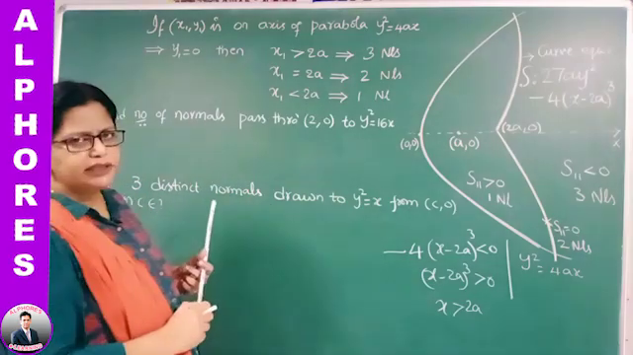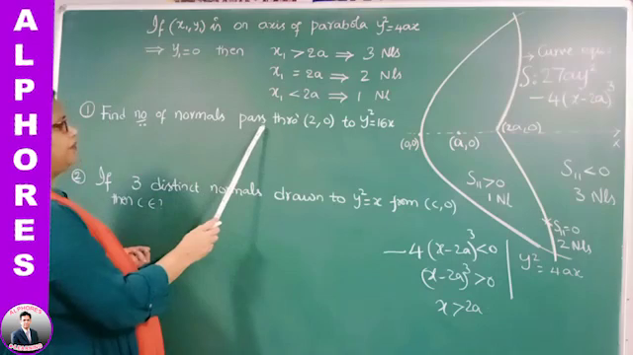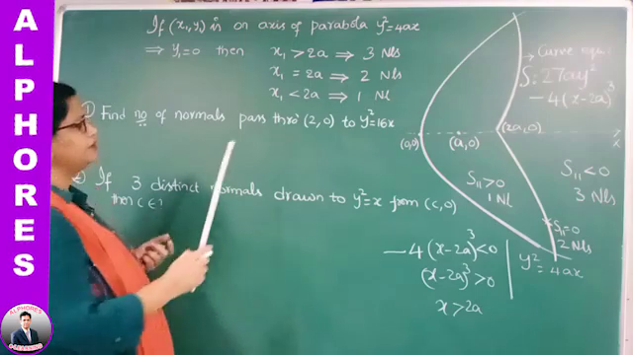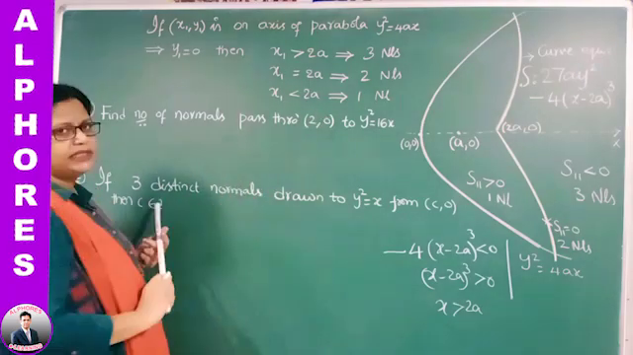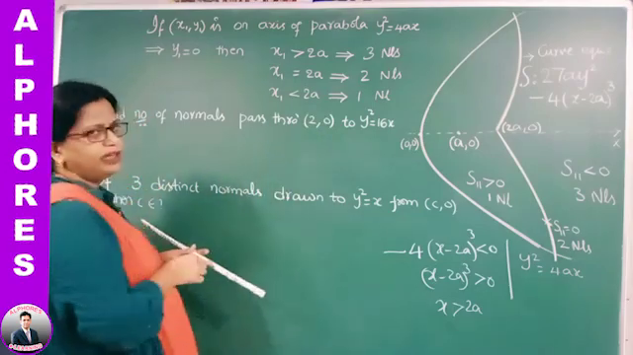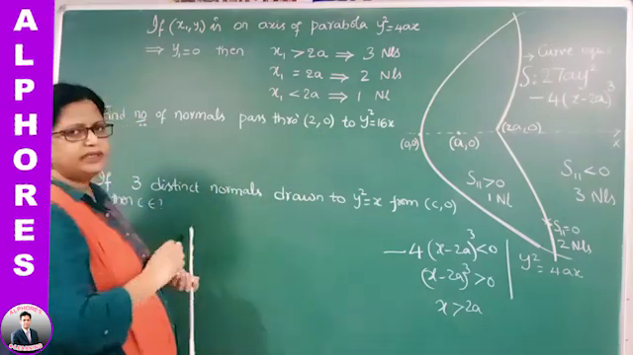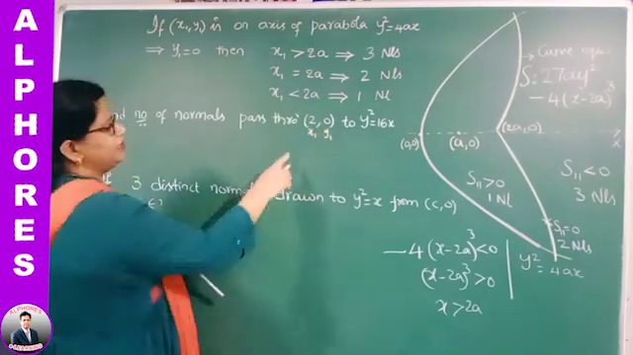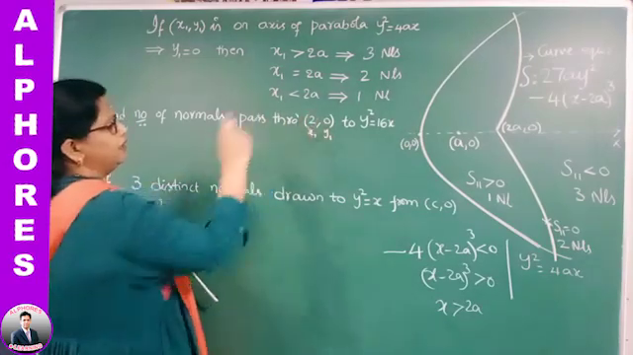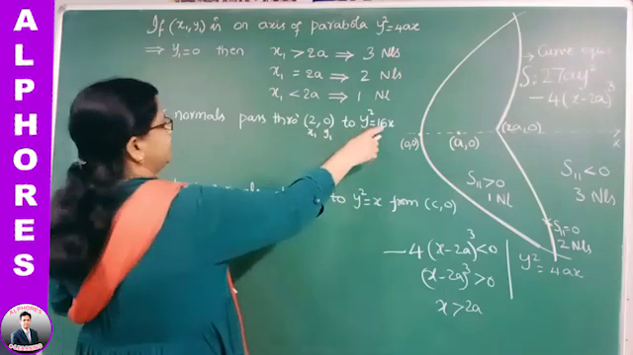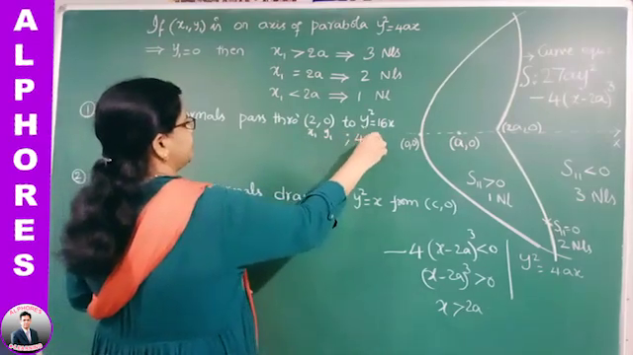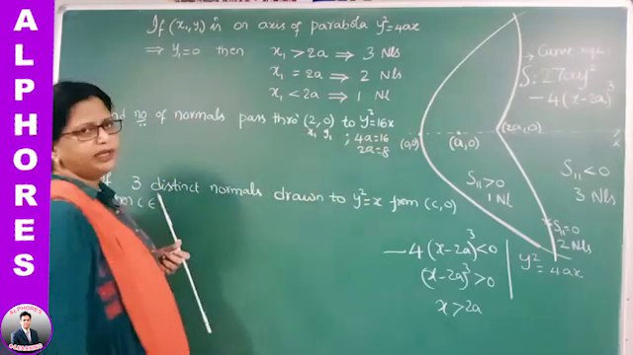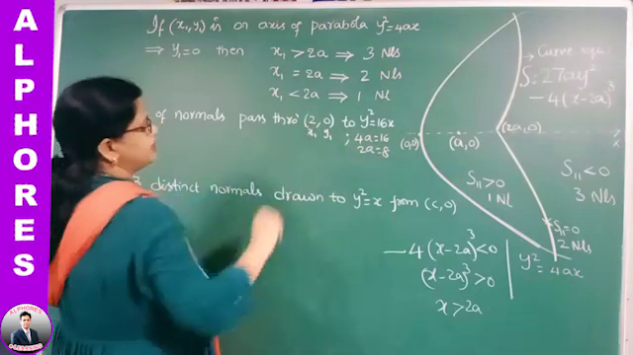Let us consider one of the examples. Find the number of normals passing through 2 comma 0 to the parabola y square equal to 16x. They are asking for normals passing through 2 comma 0, so in place of x1 comma y1 the point is 2 comma 0. In this problem x1 is 2, and the point is exactly on the axis of the parabola. Then what is this value? 4a equal to 16 implies 2a equal to 8. Then what is the relation between x1 and 2a? The value 2 is less than 8.